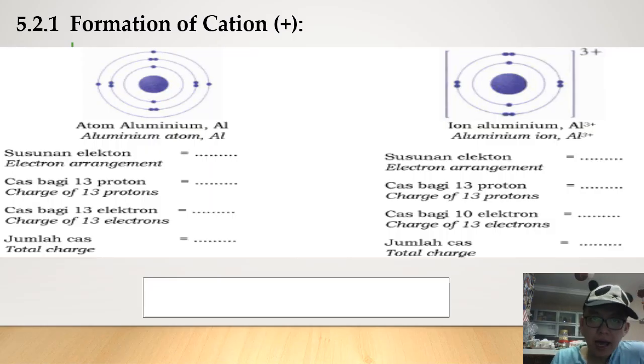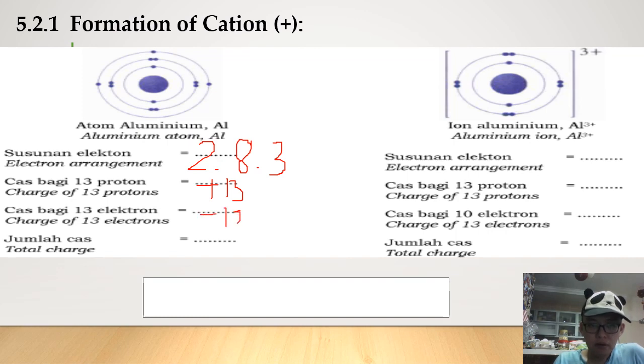Let us see how the cation is formed. I will give you the example of the aluminum atom. For the aluminum atom, proton number is 13, so we have the electron arrangement 2.8.3. The charge for the 13 protons is positive 13. The charge for the electron is negative 13. So positive and negative, minus and plus, so the charge will be no more charge, zero charge.